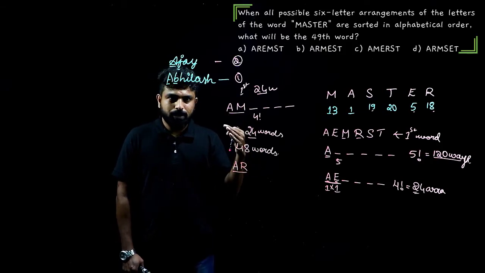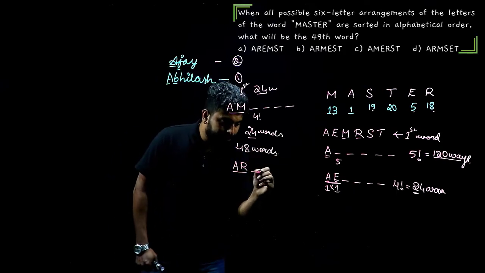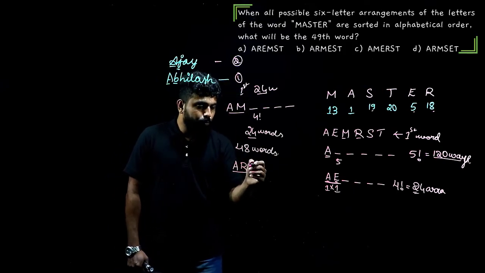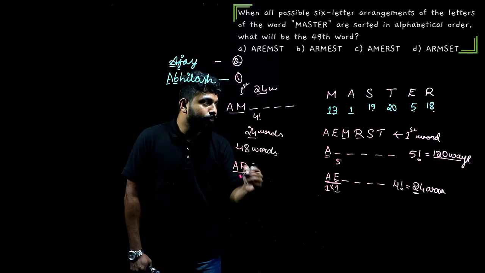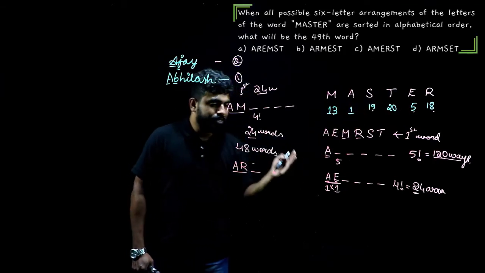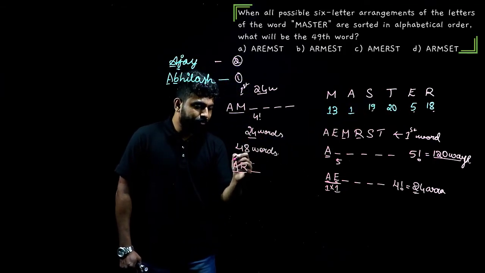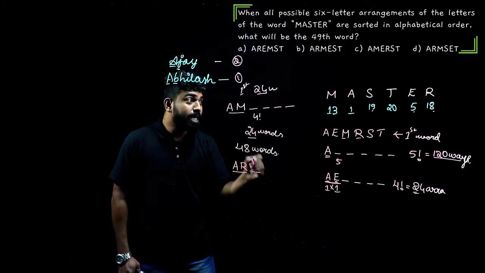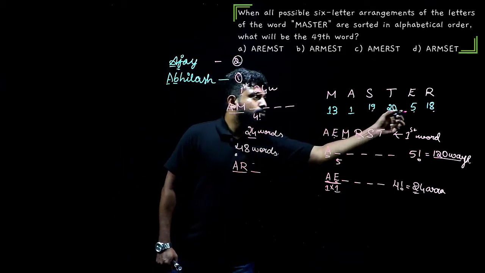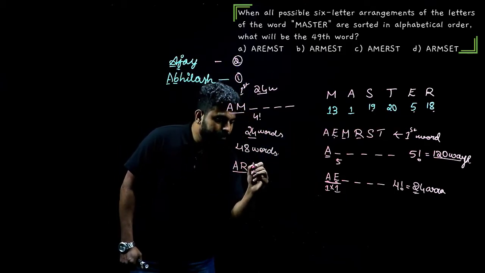There are three options, so I'll have to fill another space here. Which will be the word from this master which is earliest which will be coming here? It should have been A, but A is already occupied this place. After A, what will be there? It should be E. So E must be coming here.